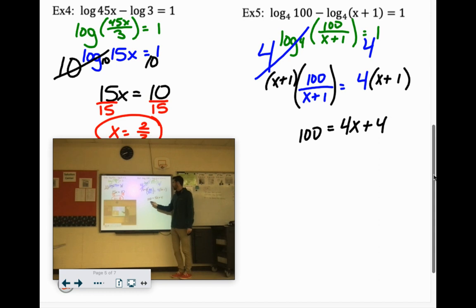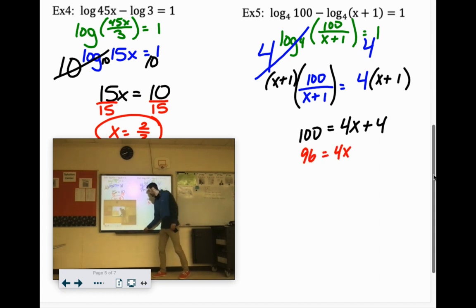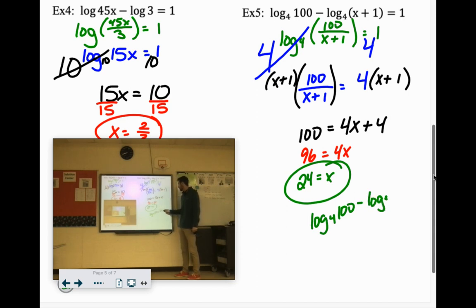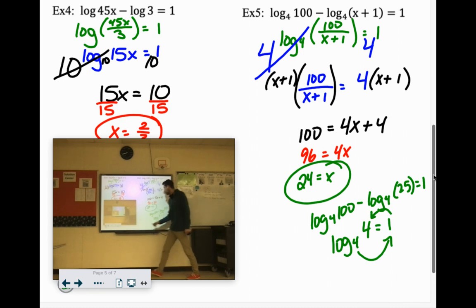We'll subtract our 4, 96 equals 4x, and then we divide by our 4, which gives us 24 for x. If you substitute that into the original problem, we'd have log sub 4 100 minus log sub 4 24 plus 1 is 25. Equals 1. Bring it together as division. 100 divided by 25 is 4. And 4 to the first power equals 4.